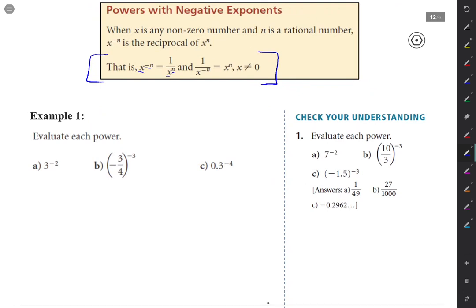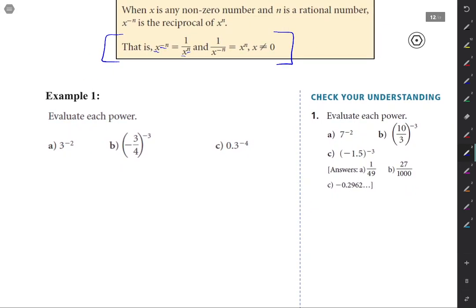Evaluate each power. So starting off with 3 to the power of negative 2. So whenever we see a negative exponent, our goal is to make it positive. And in order to do that, we need to take the reciprocal of whatever that base number is there. So to do it here, we're going to take the reciprocal of 3. So the reciprocal of 3 is 1 over 3. And now our exponent becomes positive 2.